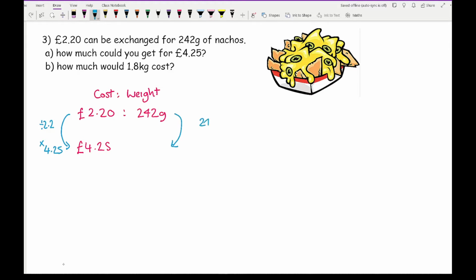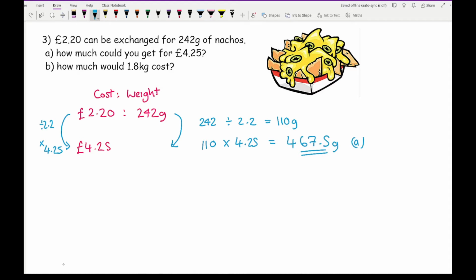So here I'm going to do exactly the same. I'm going to do 242 divided by 2.2, and again you can work it out or you can just do it straight in one go. So 242 divided by 2.2 gives me 110, and then we multiply that by 4.25, so 110 multiplied by 4.25 gives me an answer of 467.5 grams. So that's the answer for part A.